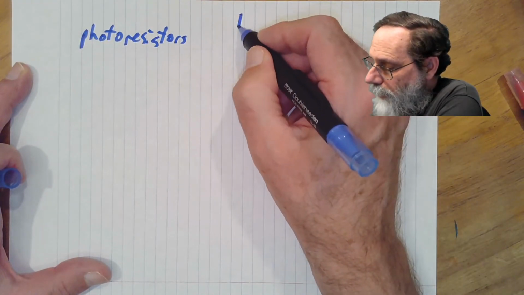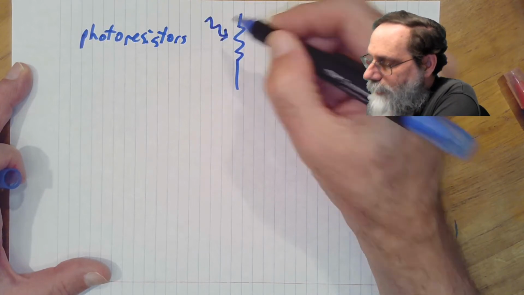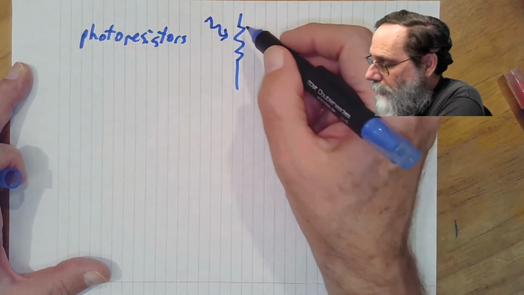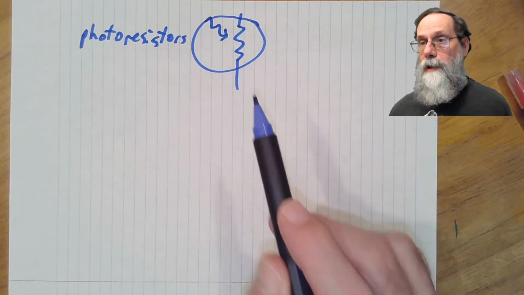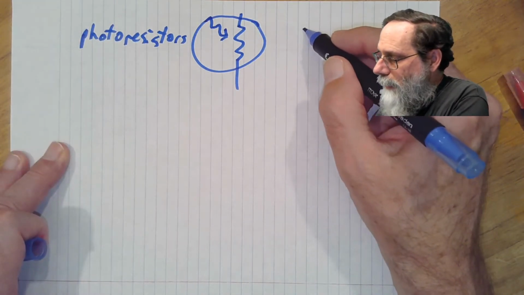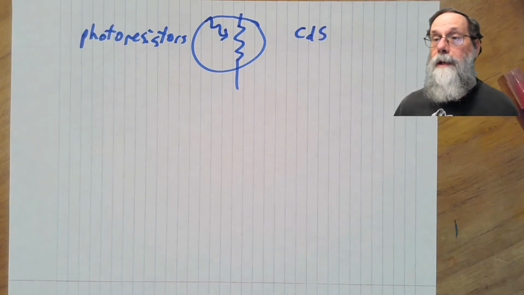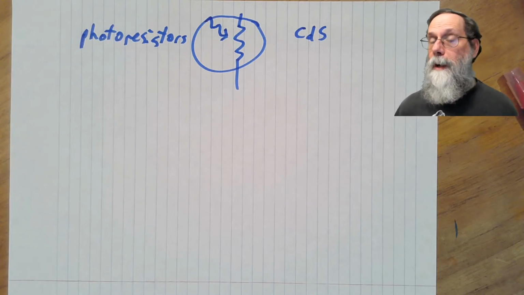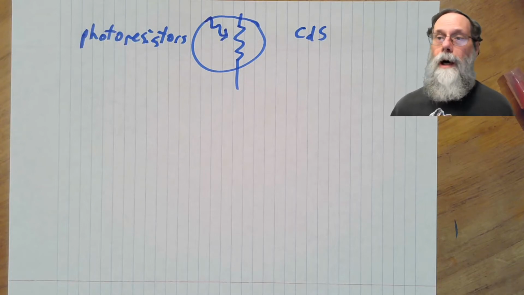They're generally symbolized as a resistor symbol with an incoming arrow, which may be wavy or straight, to indicate that light changes the resistance of the photoresistor. Photoresistors are commonly made out of cadmium sulfide, which has a spectral response very similar to the spectral response of the human eye. And so these are very popular for things like the ambient light sensors in laptops that adjust how bright your monitor is based on how bright the room light is.